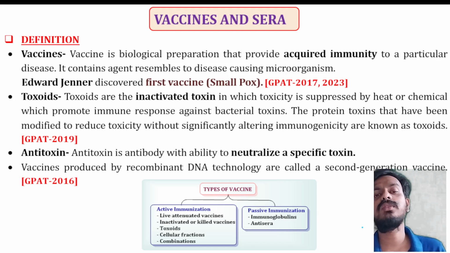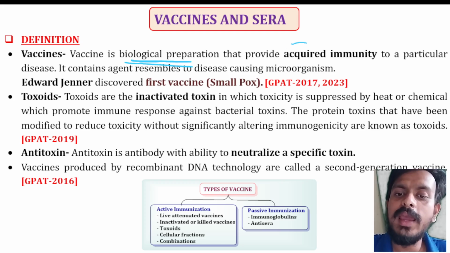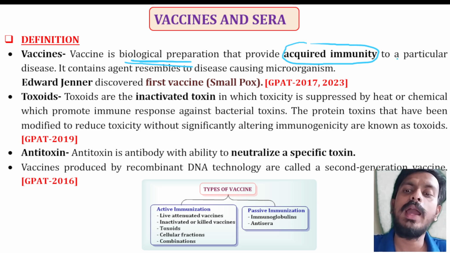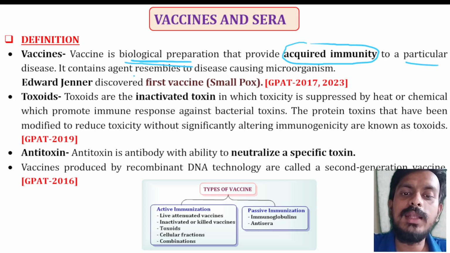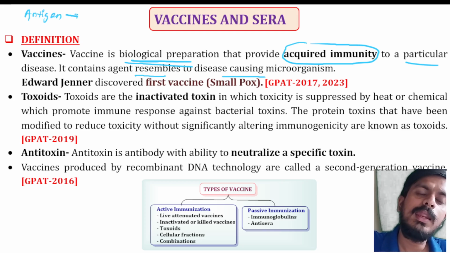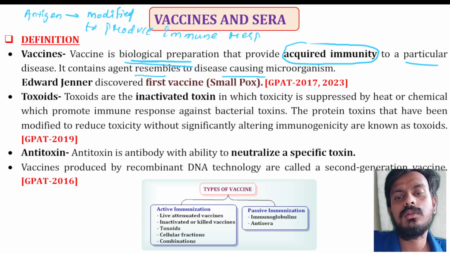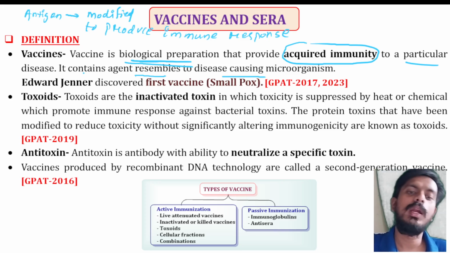Vaccine and sera. So what is a vaccine? From here we will start discussing vaccines. A vaccine is a biological preparation that provides acquired immunity to a particular disease. It contains agents that resemble the disease-causing agent, basically the antigen. These antigens are modified to produce an immune response.